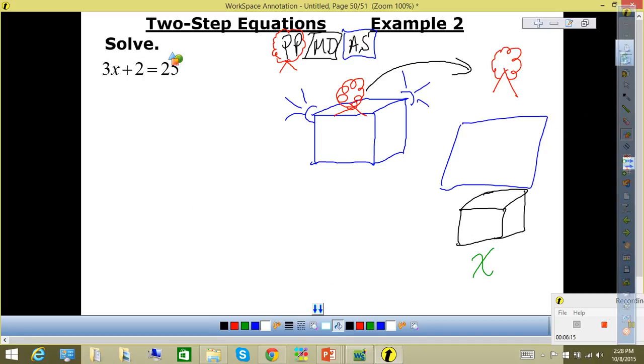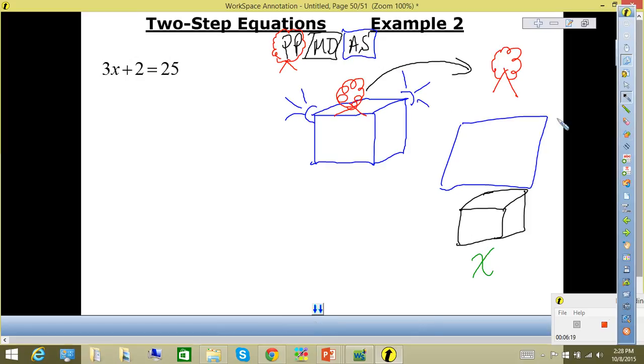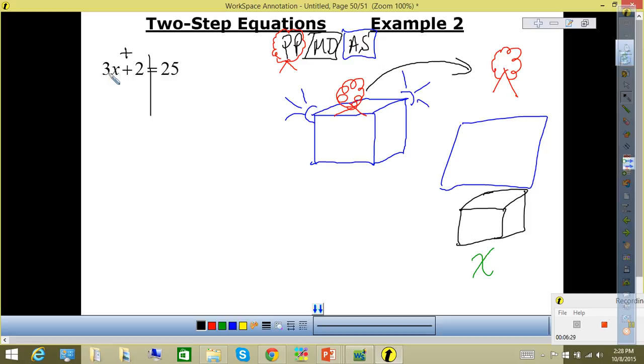All right? So watch. Line down the equal sign. This is the variables over here. What operations do you see? Addition. And when there's a number in the variable, it's what? Multiplication. Are we there so far?